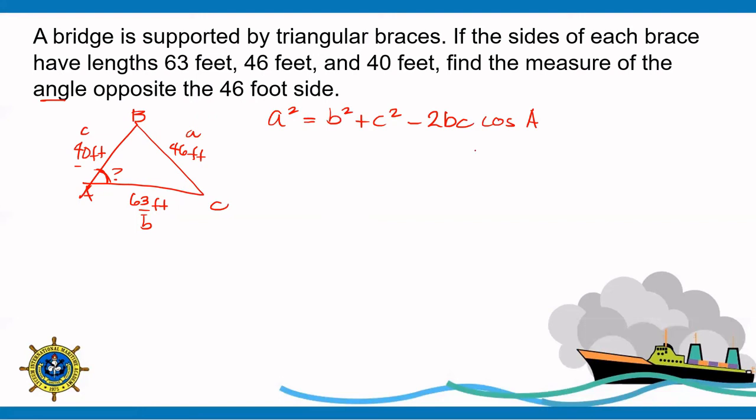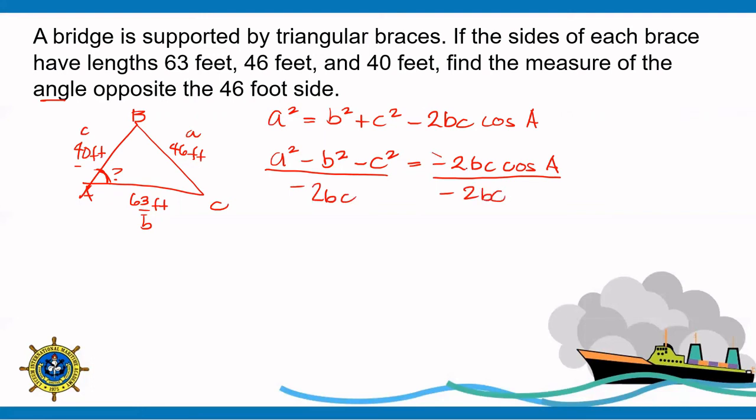Yan. Now, ang sinusolve po natin is angle A. So ang kailangan nating gawin is i-transpose natin itong B squared tsaka C squared sa left side. So this is A squared minus B squared minus C squared, which is now equal to negative 2BC cosine of A. Now to solve for angle A, divide muna natin both sides of the equation by negative 2BC, para makancel po yan. Therefore, ang ating cosine A is equal to A squared minus B squared minus C squared over negative 2BC.